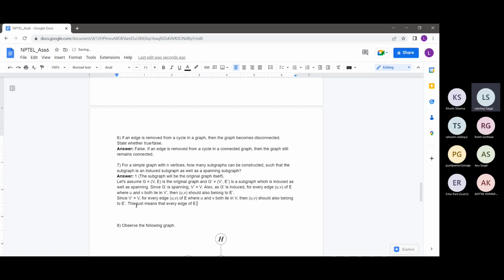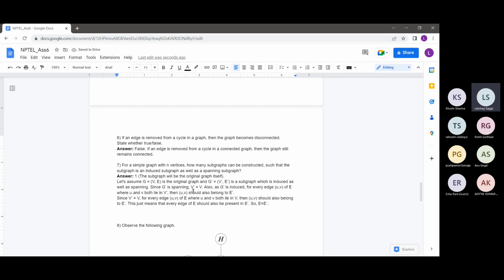You guys can check this claim yourself later also. It's very intuitive. I'll just type this up so it's a bit more clear to you. So this just means that every edge of E should also be present in E prime. So E equals E prime.